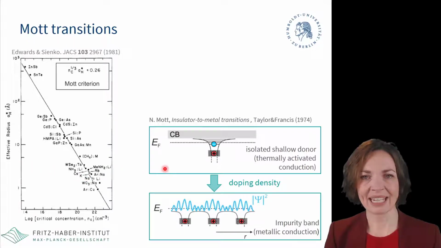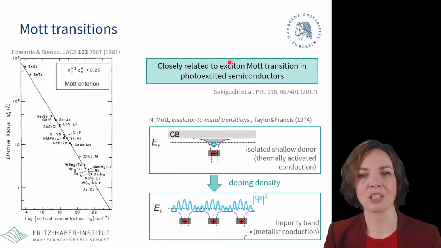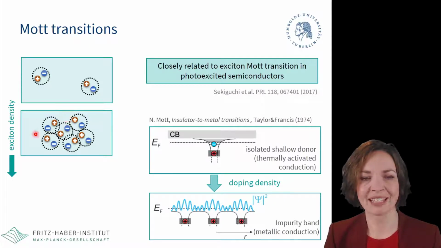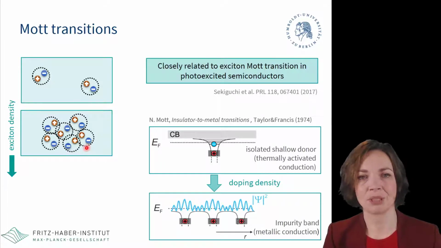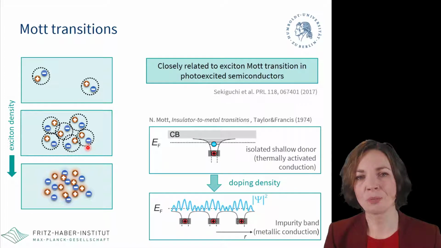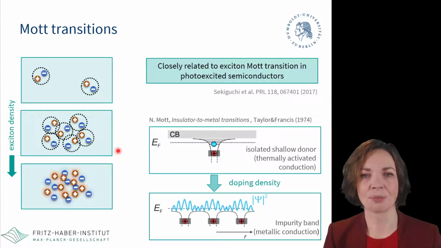Very closely related to this Mott transition is the so-called exciton Mott transition that occurs in photoexcited semiconductors, where you create excitons by the absorption of photons. If you excite sufficiently strongly, they start interacting with each other, and the Coulomb attraction between electron and hole is lifted, and you create an electron-hole plasma that exhibits metallic properties and shows, for example, a Drude response in optical spectroscopy.